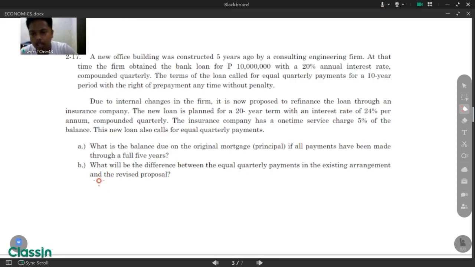A. What is the balance due on the original mortgage principal if all payments have been made through 5 years? B. What will be the difference between the equal quarterly payments of the existing arrangement and the revised proposal?